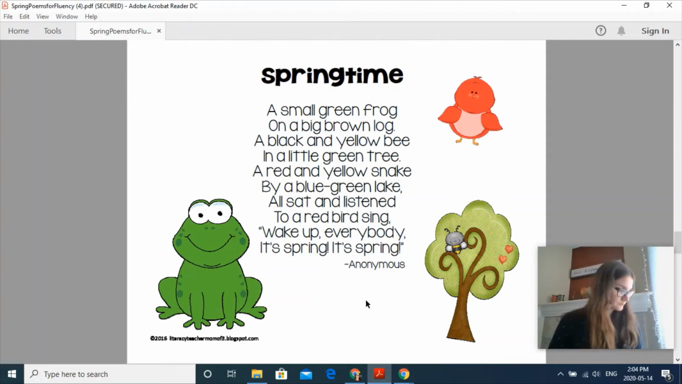Okay, my next question for you is, can you find words that have a short E sound? So that's when E says eh. Can you find words that have a short E sound? Write them down.